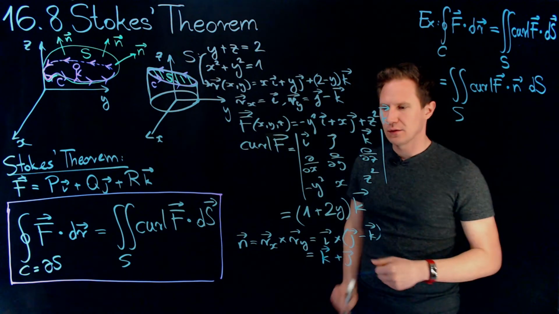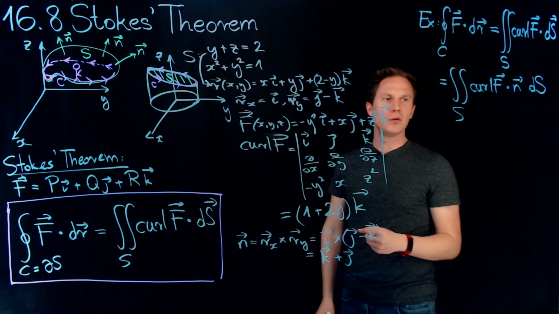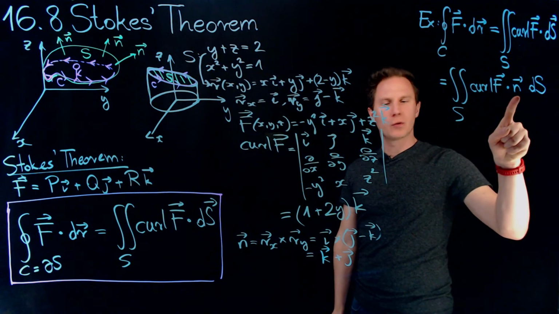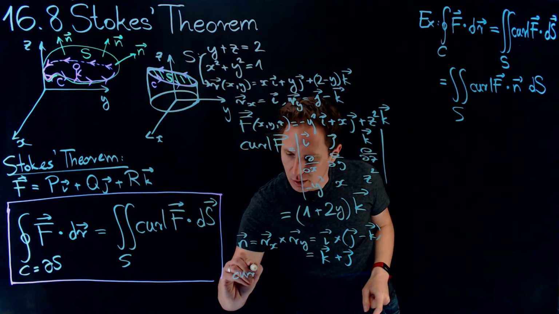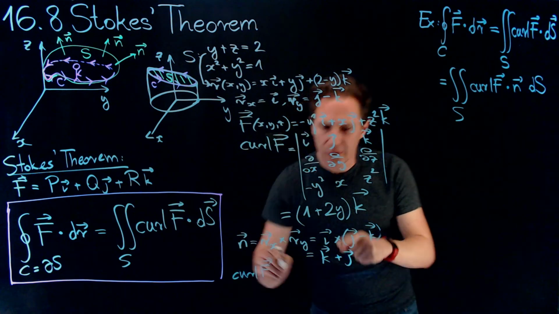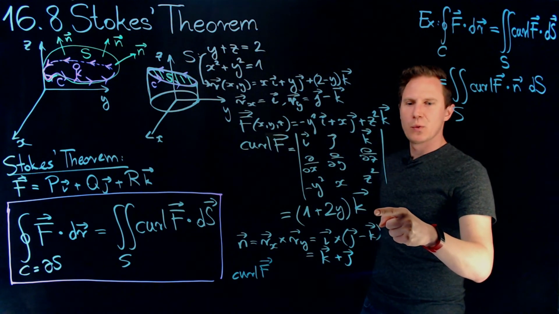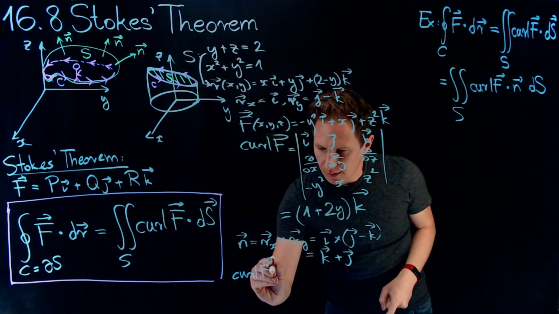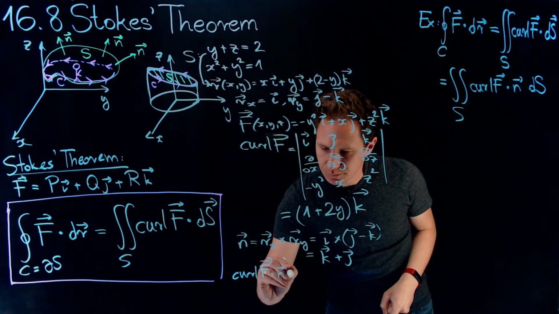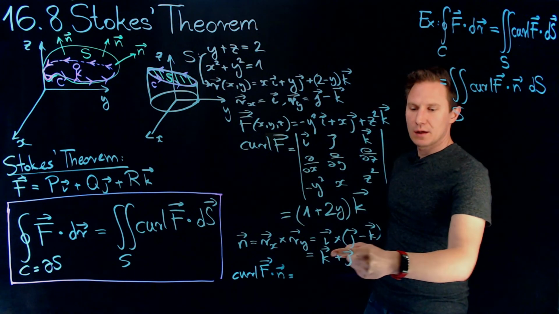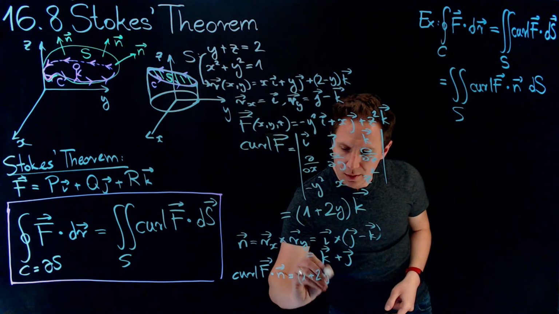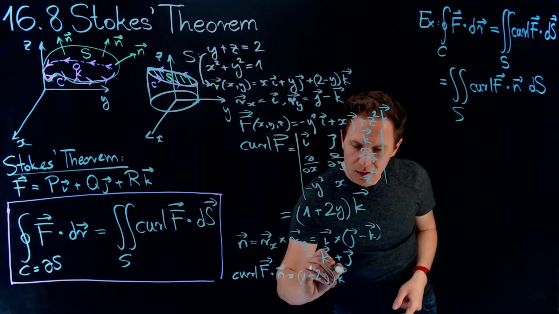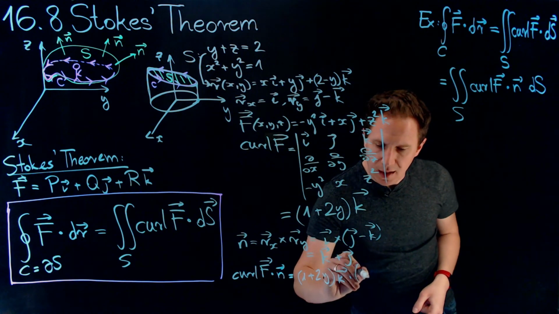So this is the normal vector that we have to use in this dot product. So let's compute the dot product now of the curl of f, which we have found to be 1 plus 2y times k, and the normal vector, which we have found to be k plus j. So it's 1 plus 2y times k dotted with k plus j.